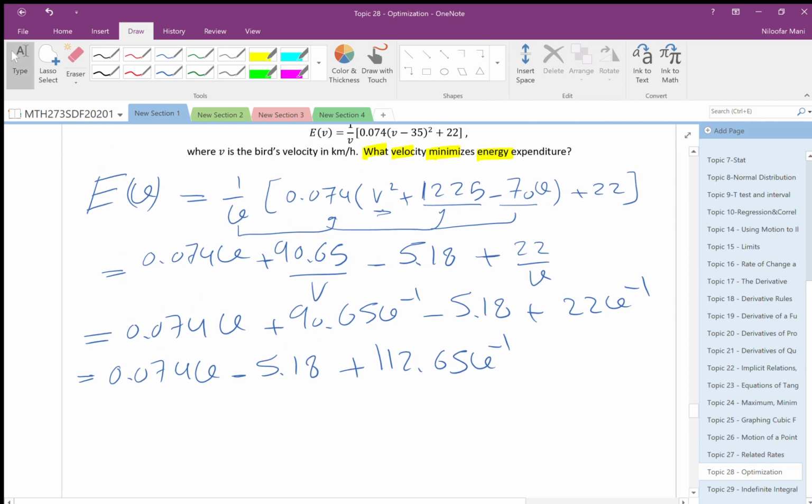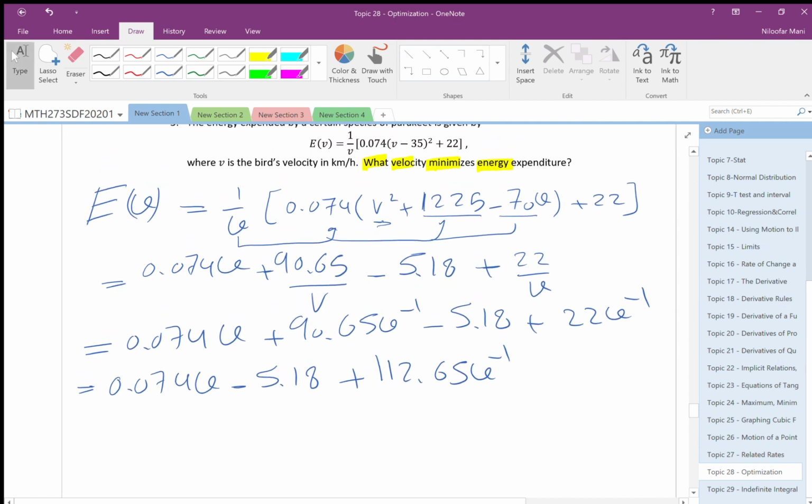Okay, so this is my function. From the beginning until now, I am just finding the function, just simplifying this expression to this one. And then from here it says what velocity minimizes the energy.